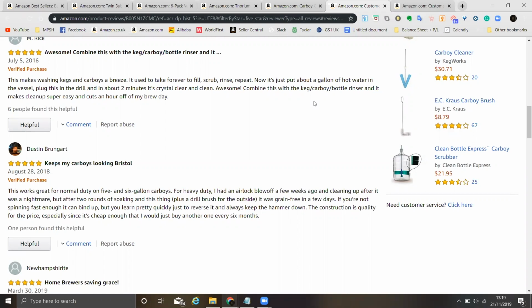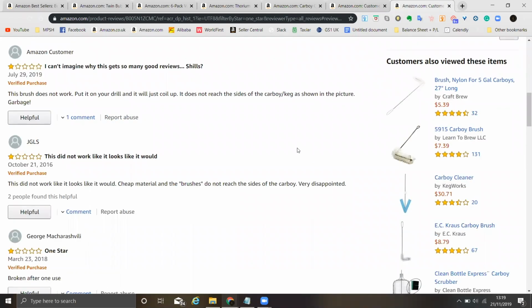I love using these products, but I need to clean them with an easy, effective way, right? Exactly. Very simple. So let's take a look at the 1-star reviews and just see what people didn't like about this item. All right, let's see what we got. Can't imagine why this gets so many good reviews, right?